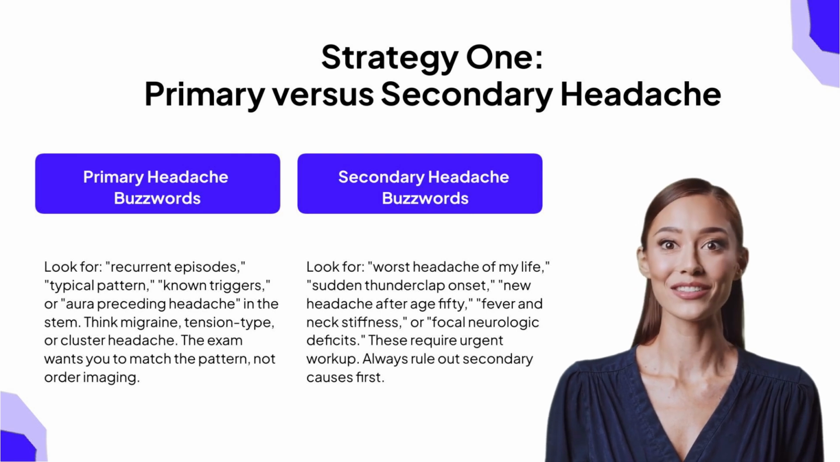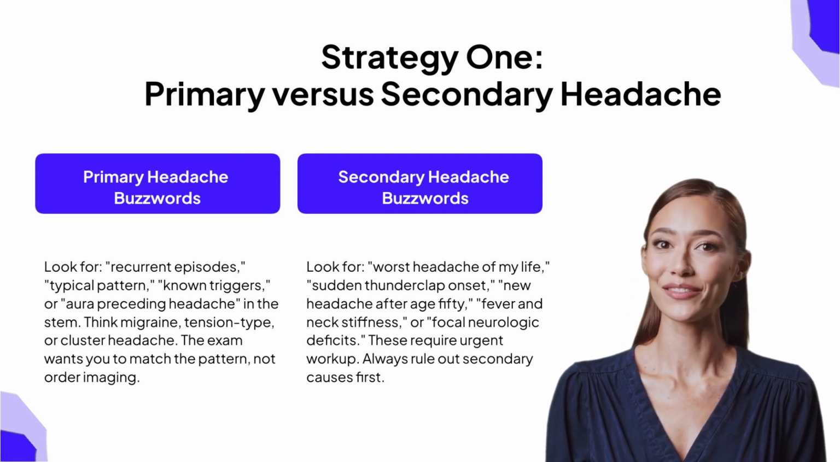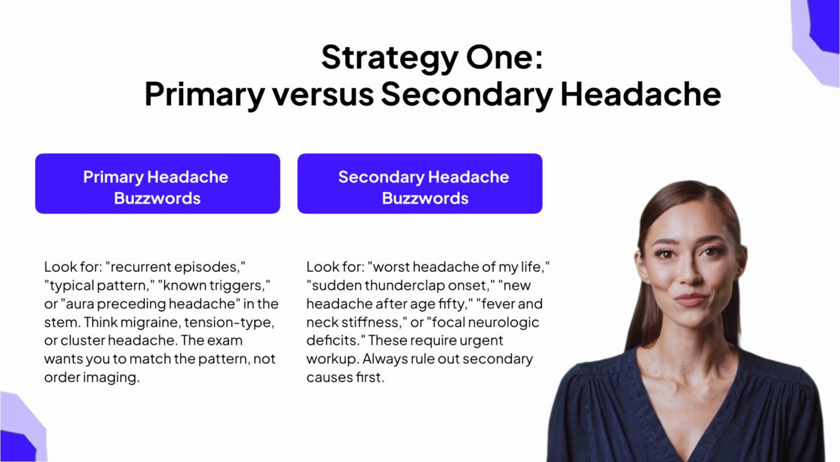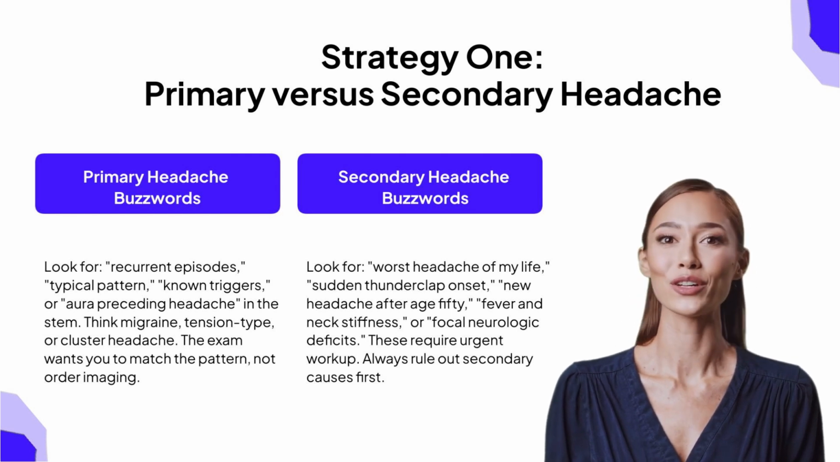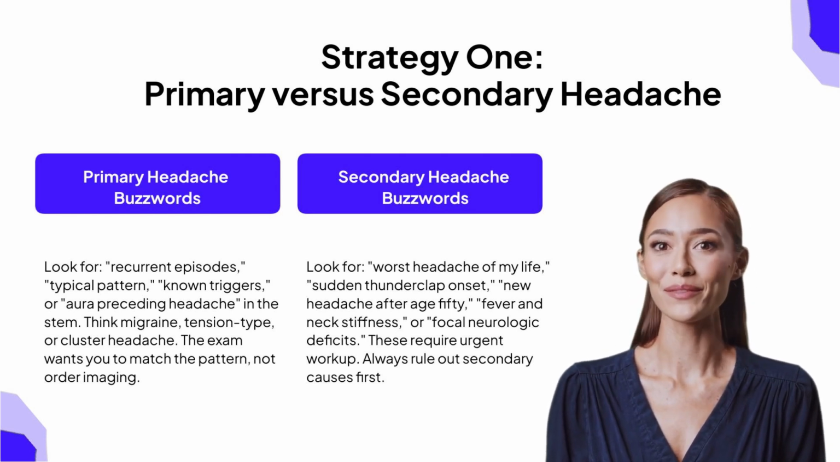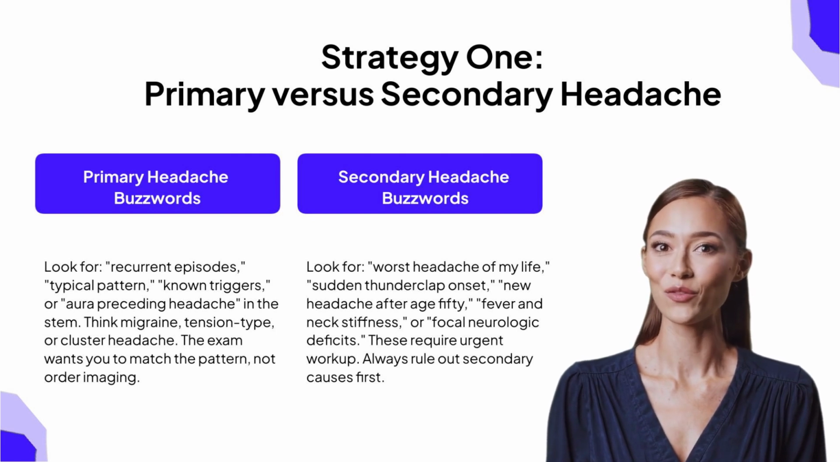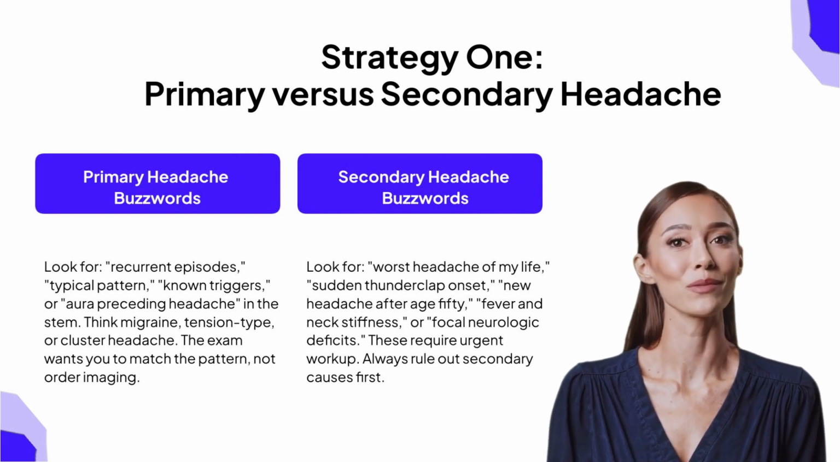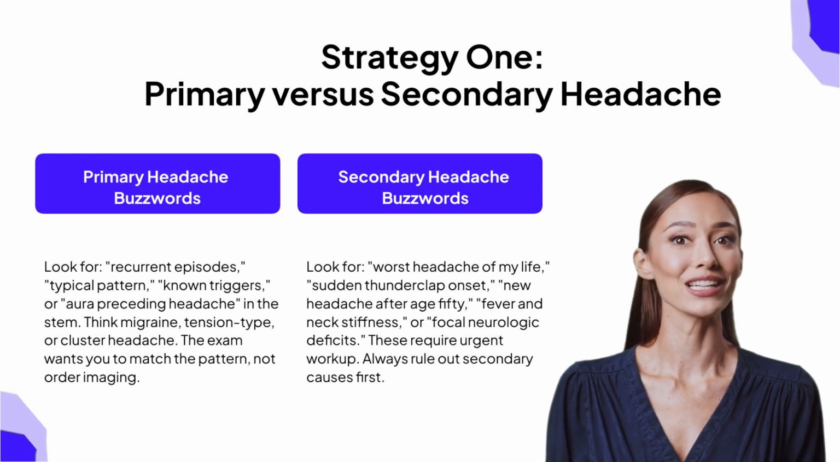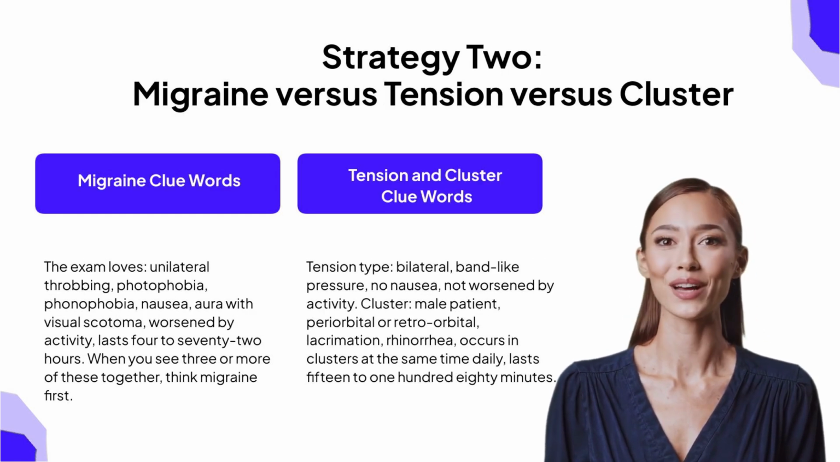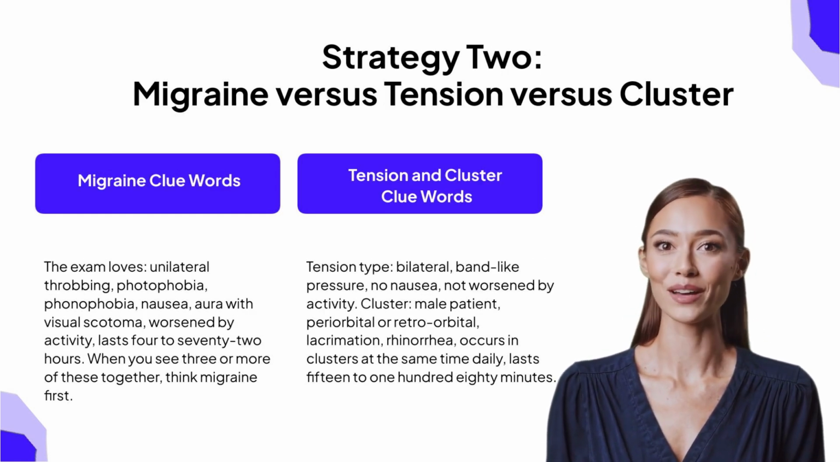On the other hand, secondary headaches have alarm features. Watch for worst headache of my life, thunderclap onset, new headache after age 50, fever with neck stiffness, or focal neurologic deficits. When you see these red flags, the answer almost always involves imaging or lumbar puncture, not just giving a pain medication.